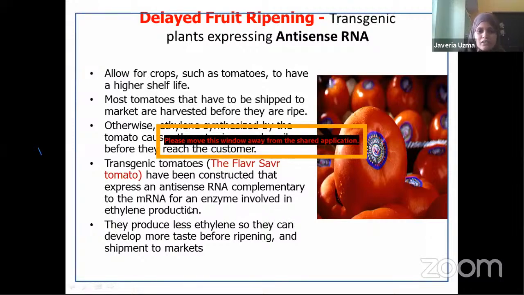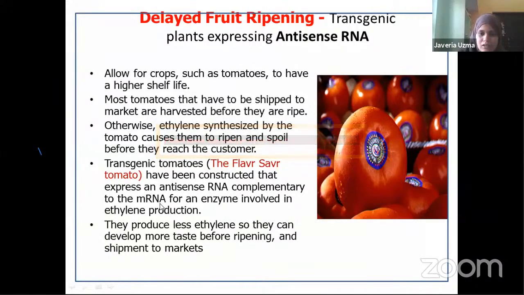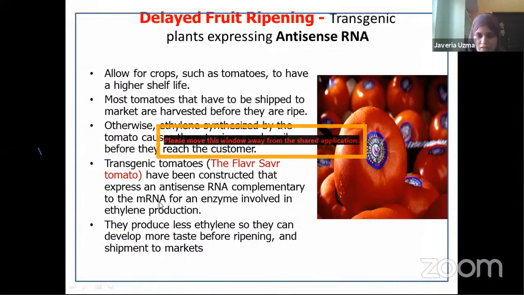So for ethylene production, the mRNA responsible will be blocked or silenced by making it combine with another antisense RNA. This antisense RNA will be complementary to this mRNA, so it will go and bind to the mRNA of an enzyme involved in ethylene production. When this antisense RNA binds to the mRNA, this mRNA becomes non-functional. The function of this mRNA will be lost.